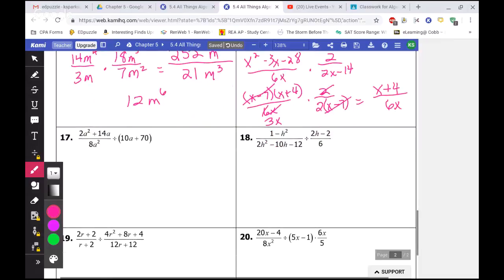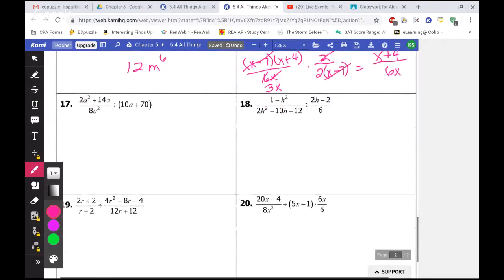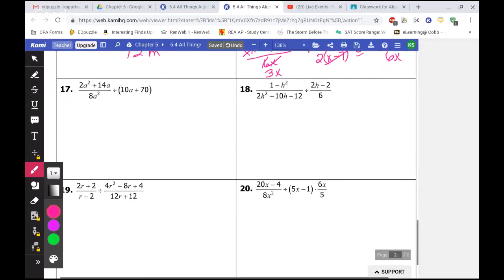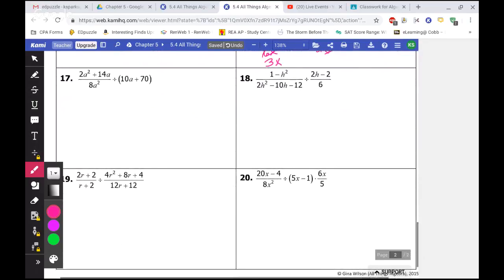Does that make sense? Yes. Okay. Have I lost anybody? I'm good, but for number 17, would you flip it so it's 1 over 10a plus 70? You're a genius. Yes, you would. Okay. Absolutely. Way to go. Good job.